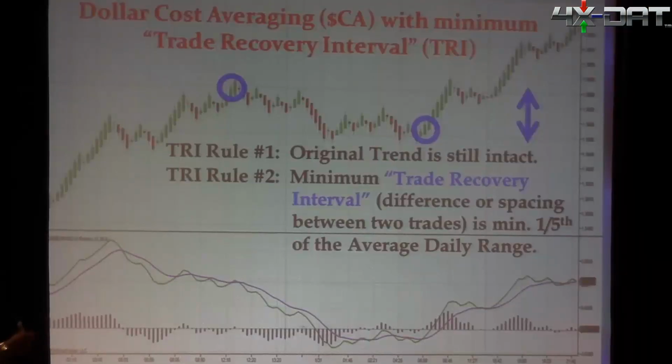So if the euro is averaging 100 pips a day, what would be the minimum trade interval? 20. Now, that doesn't mean that you have to have 20. That's the minimum.